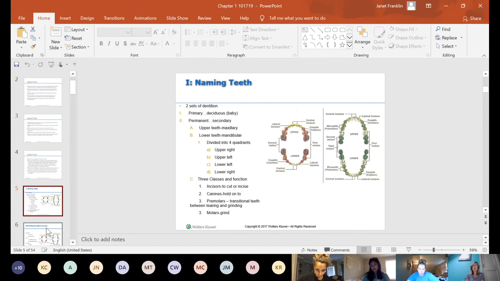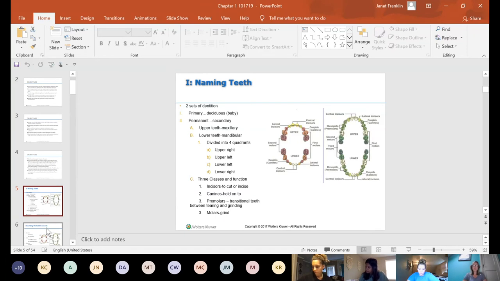And then you have premolars. Those are called your transitional teeth. They go between tearing and grinding. So your premolars have a multi-purpose. They sit behind your canines. There's two in each quadrant. You have your first premolar, which is right next to your canine. And then you have your second premolars, which are right before your molars.